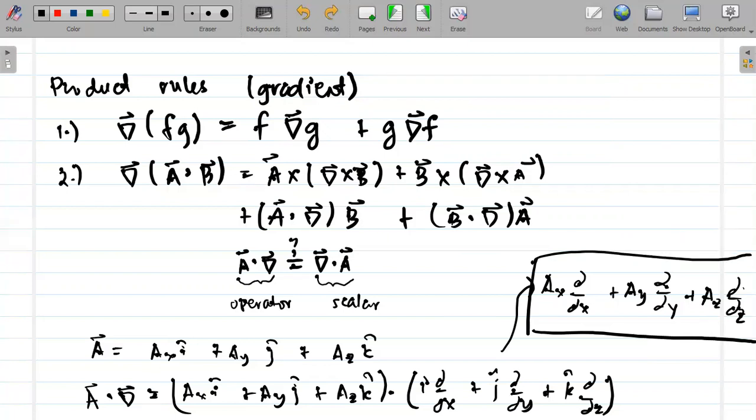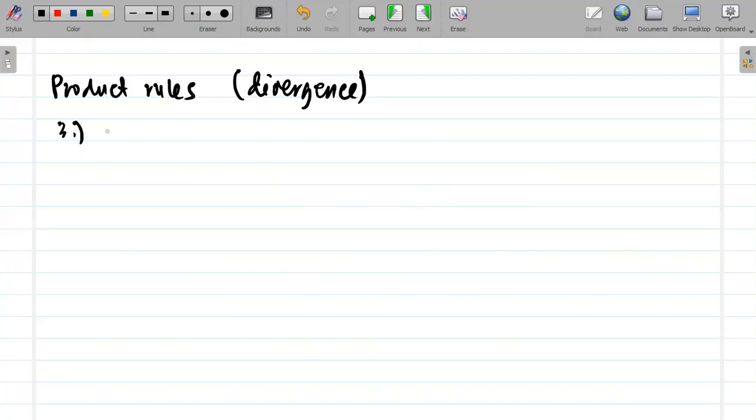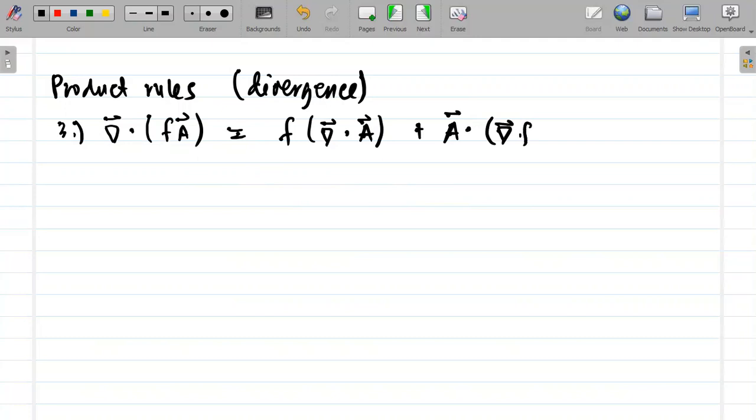Wala po, sir. Okay. Next, meron naman tayong product rules for the divergence. Class, again, ang divergence ay nag-act sa vector. Tapos kanina, di ba, we have two ways to make a vector. So number 3, ano ang divergence ng FA? F is a scalar, A is a vector. So this is equal to F del dot A plus A dotted with del F.